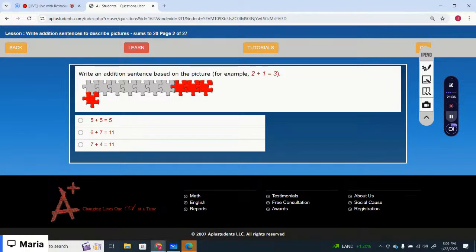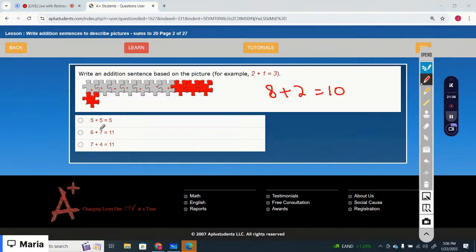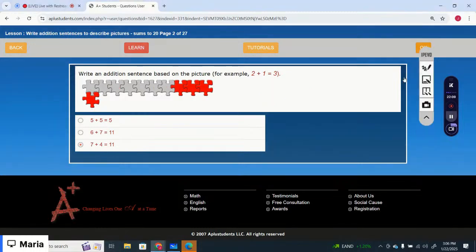Write an addition sentence based on the picture. 1, 2, 3, 4, 5, 6, 7. And then you have to count the red one there. 1, 2, 3, 4. So the correct option is 7 plus 4 equals 11. The correct option is option number 3.